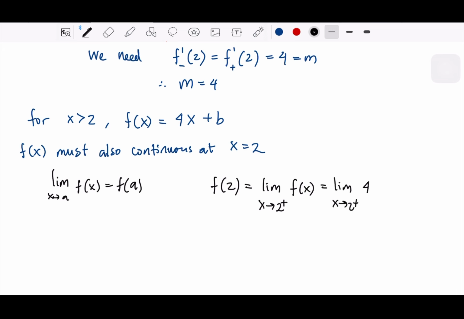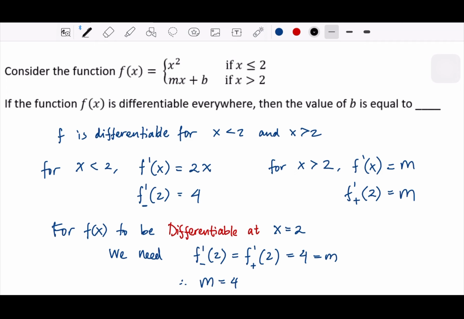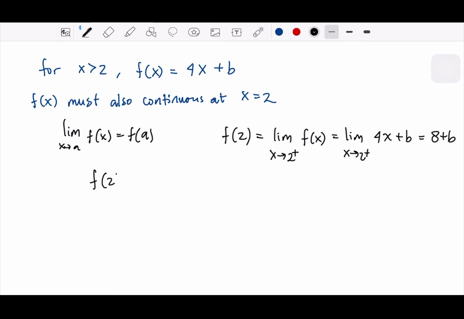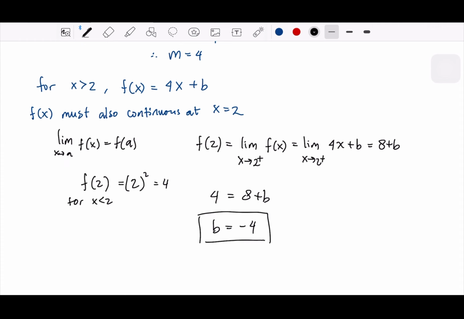And we know that f of 2 from the other equation that we have, from this x squared, is 2 squared equal 4. So this whole thing here should be equal 4 equal 8 plus b. So b should be negative 4. Okay, so the key components: differentiation, left, right, and continuity.